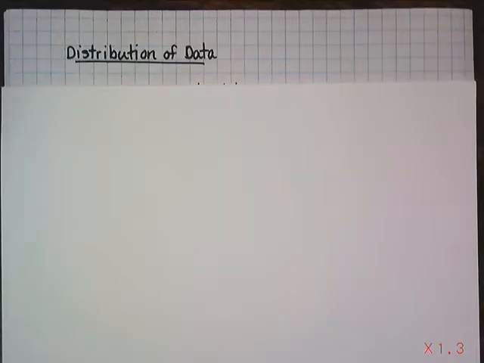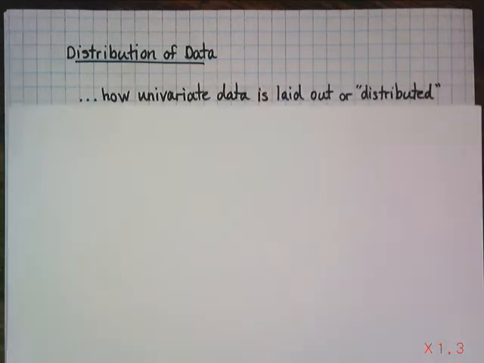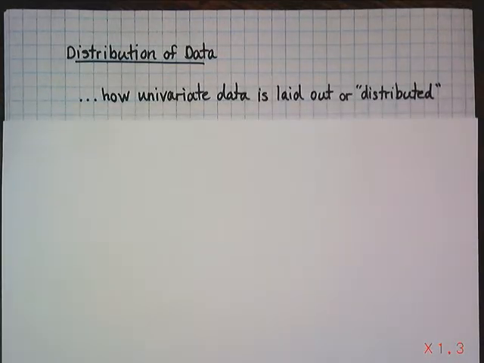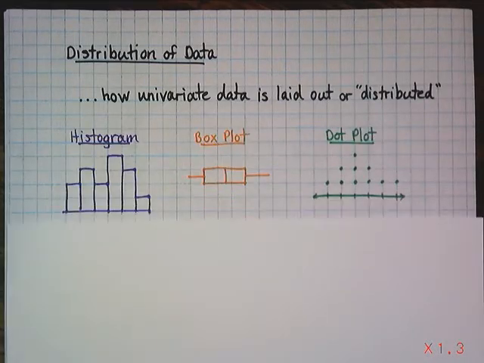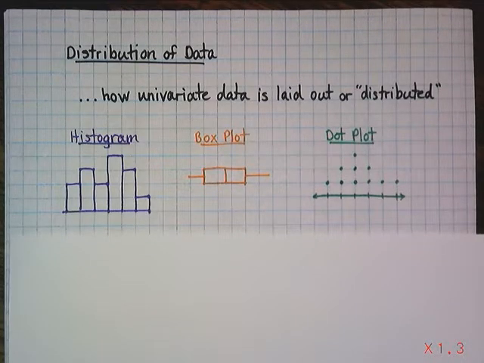In this video, I'm going to talk to you a little bit about statistics with respect to distribution of data. What I'm talking about is when we take univariate data, that means just one variable data, and look at it as it's laid out, as it's displayed, as it's distributed. There are three main ways to show data in a visual format.